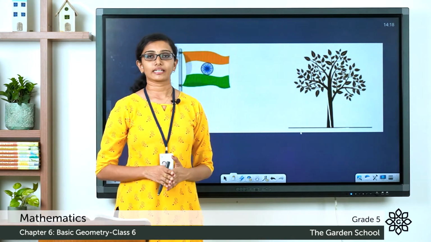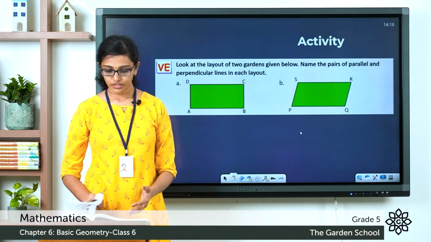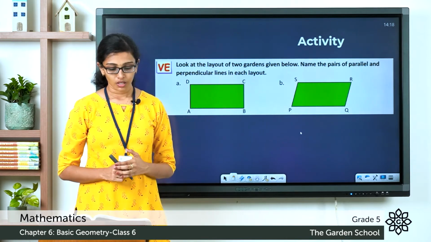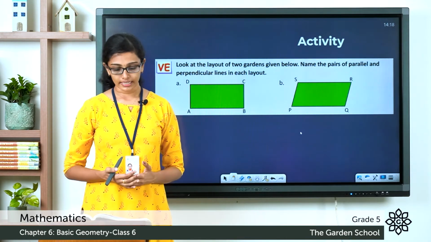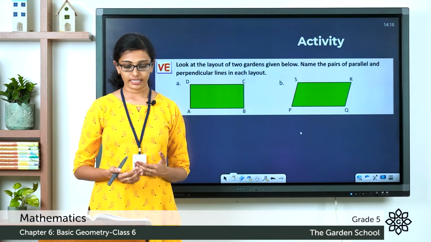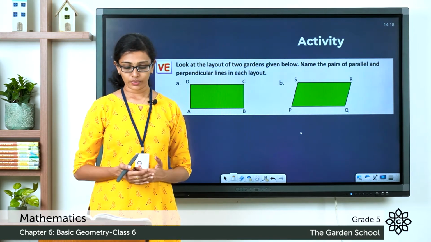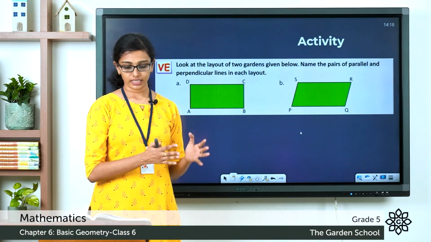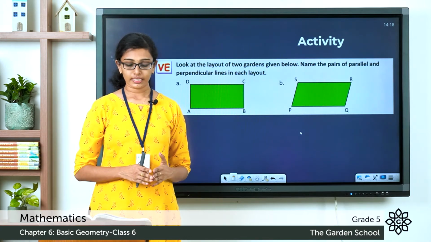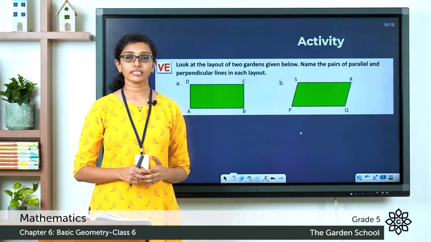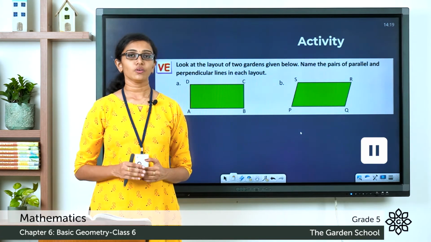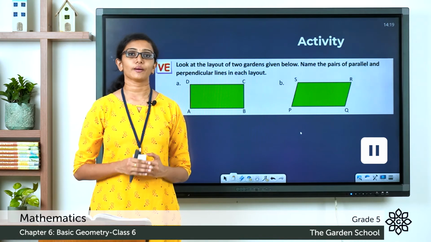Now we'll do one activity. All of you please take page number 110 in your textbook. You can see this question there. Look at the layout of two gardens given below. Name the pairs of parallel and perpendicular lines in each layout. So there you can see two pictures, set A and set B, and you have to identify which are the parallel lines and perpendicular lines in each case. And then you can write it there. Do this as an activity now. Please pause the video, finish it and come back.